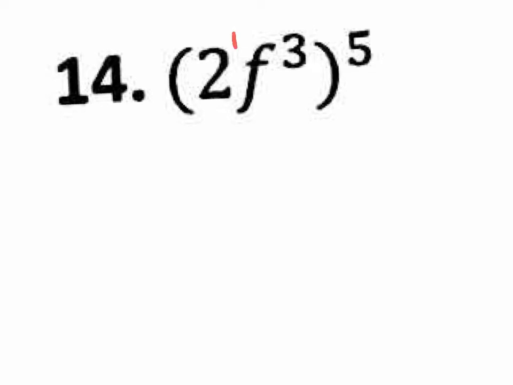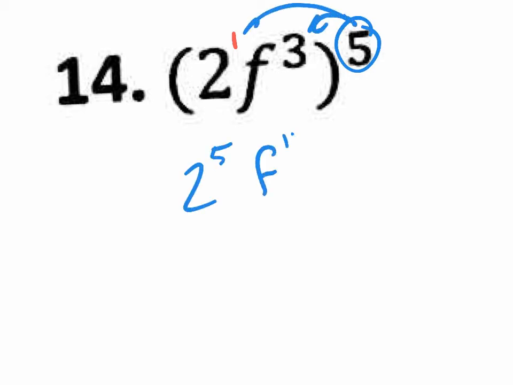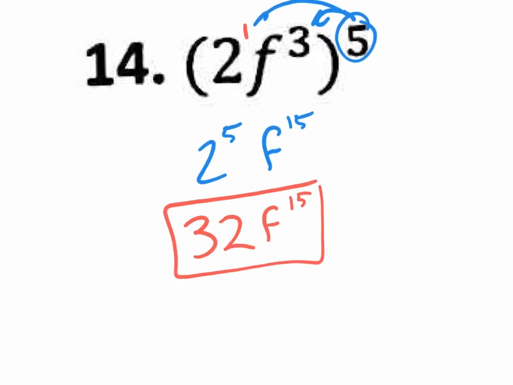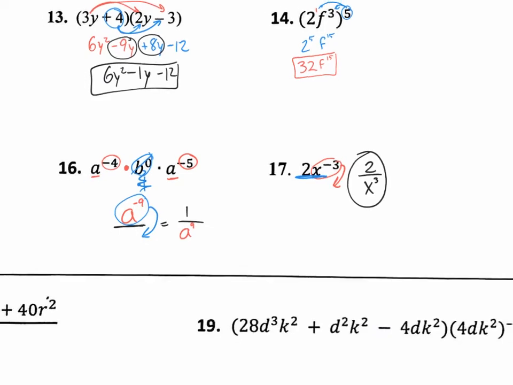So there's really a 1 right here. I'm going to go 5 times 1, and I'm going to get 2 to the 5th. I'm going to go 5 times 3, and I'm going to get f to the 15th. Now that's your answer. However, if you could actually do 2 to the 5th, please do so. So on the quiz tomorrow, I don't want to see 2 to the 5th. I want to see 2 times 2, which is 4, times 2, which is 8, times 2, which is 16, times 2, which is 32. So I want to see 32 f to the 15th as your final answer on number 14. Of course, you could use calculators, so don't sweat that.